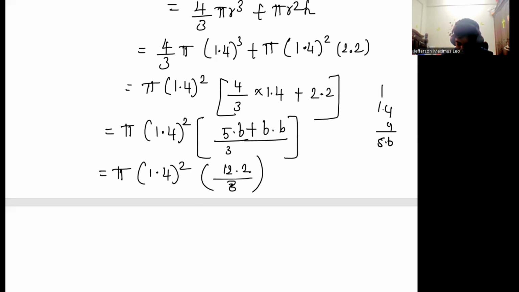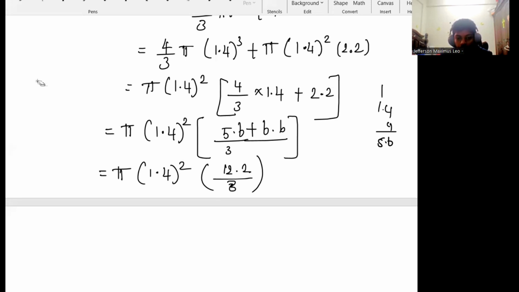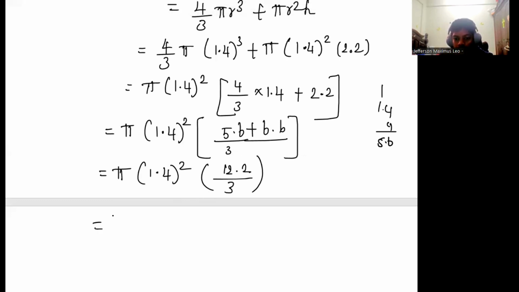Now 1.4 the whole square is 1.96. Now 1.4, 1.4. Removing the decimal place, 14 times 14 is 196. And now put a decimal place from right to left, 2 places, means it will be 1.96. Correct? Yes, ma'am. So however we move the calculation the easy way, that is where the sum will be easy. Okay, ma'am. 1.96 multiplication 12.2 by 3. So let this stay as it is. This is centimeter cube.